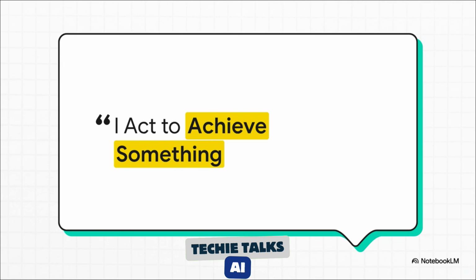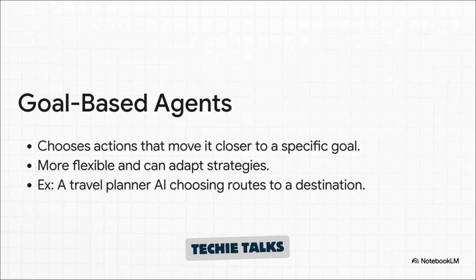A goal-based agent has a whole new philosophy. It thinks, I act to achieve something. It's not just reacting to what's happening, it's actually thinking about the future, asking itself, okay, out of all my options, which one gets me closer to where I want to be? This makes these agents way more flexible. If one path to the goal gets blocked, they can actually adapt their strategy and find another way.